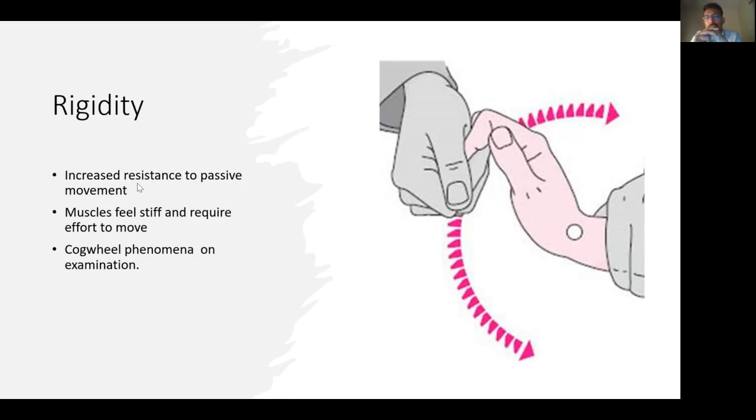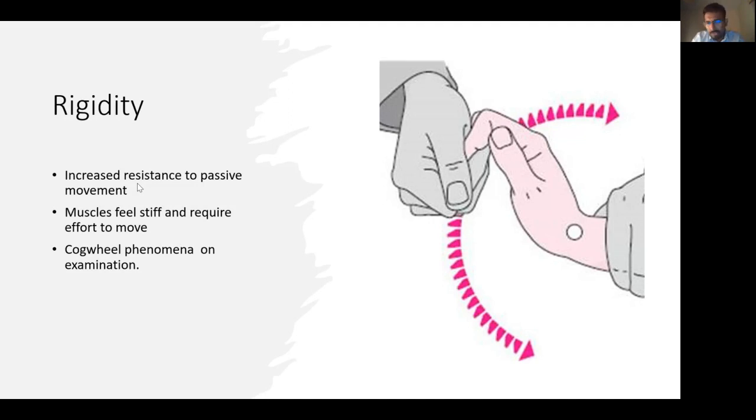Mostly we do circumferential movement of the wrist. You will feel a resistance is there. Cogwheel phenomenon is specifically described. Cogwheel phenomenon is a feeling when somebody feels it, as if the hand is being moved against a cogwheel. It's difficult to describe, but it's very easy to pick up once you have seen one.